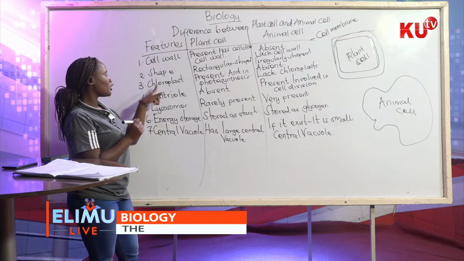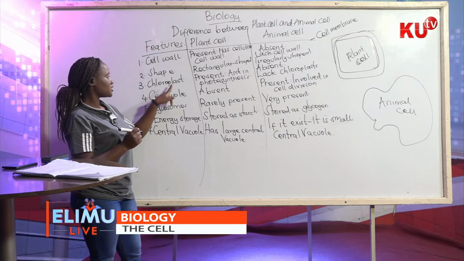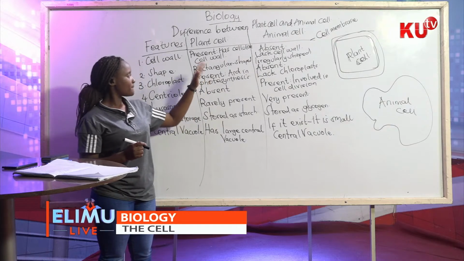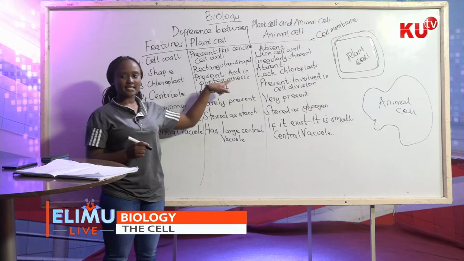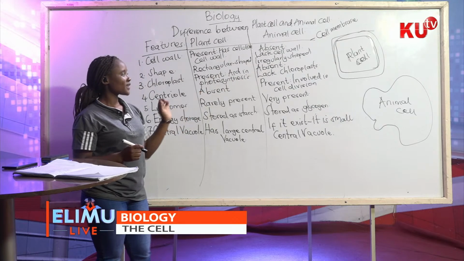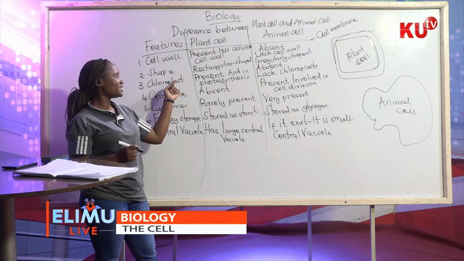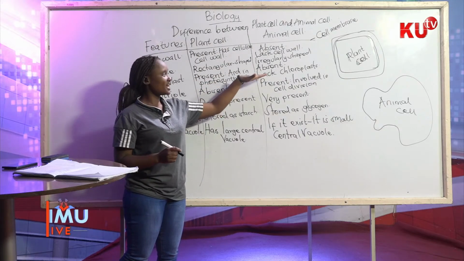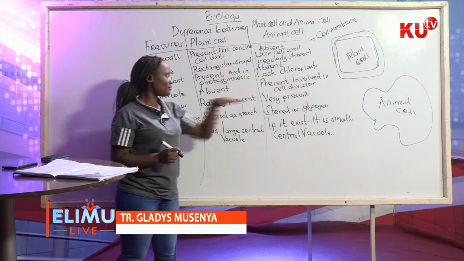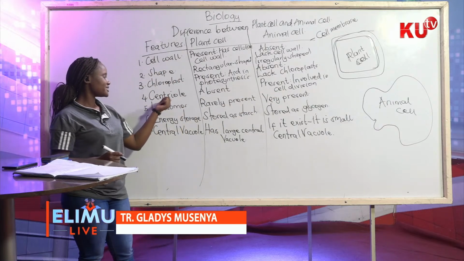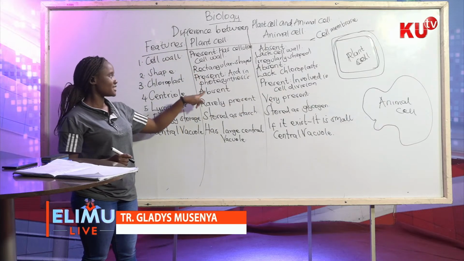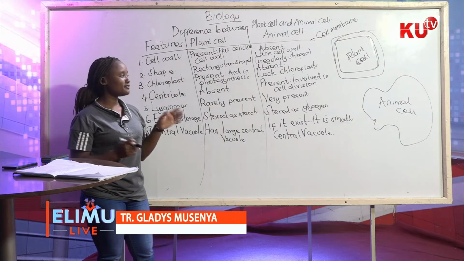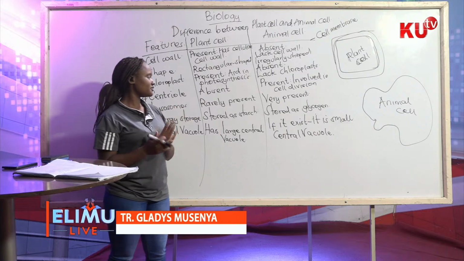And then the feature number 3, we have chloroplast. It is present in plant cell, which aids in photosynthesis. Now, because we do not need chloroplast in animal cell, it will be absent. So animal cells lack chloroplast. And then we have the centriole. It is absent in the plant cell, but present in animal cell, which is involved in cell division.